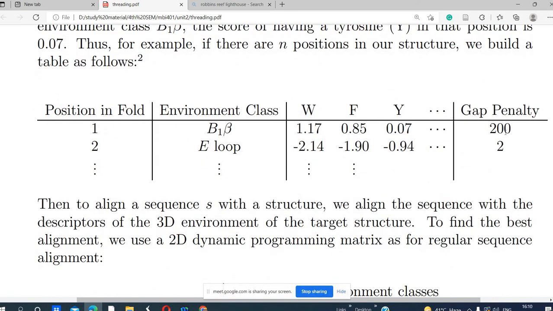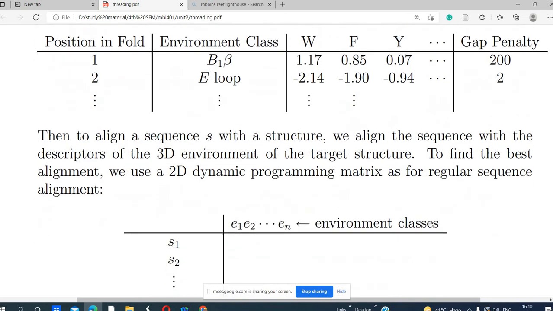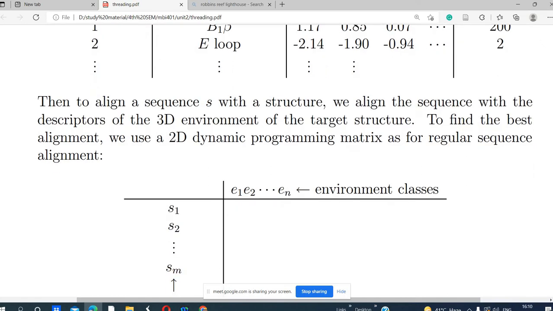So this is the gap penalty. In the structure we are giving a heavy penalty. If there is a gap we are giving a 200 penalty. For the loop we are giving 2 because loop is an open structure. The alpha and beta are organized structures. For the organized structure we are giving a heavy penalty in the alignment, and we are giving a very low gap penalty in the loop structure because loops are open structures.